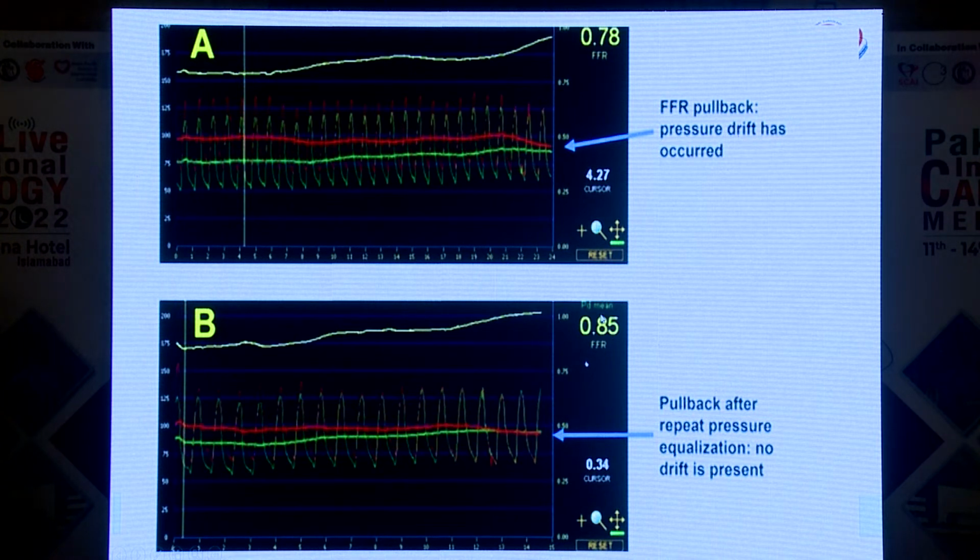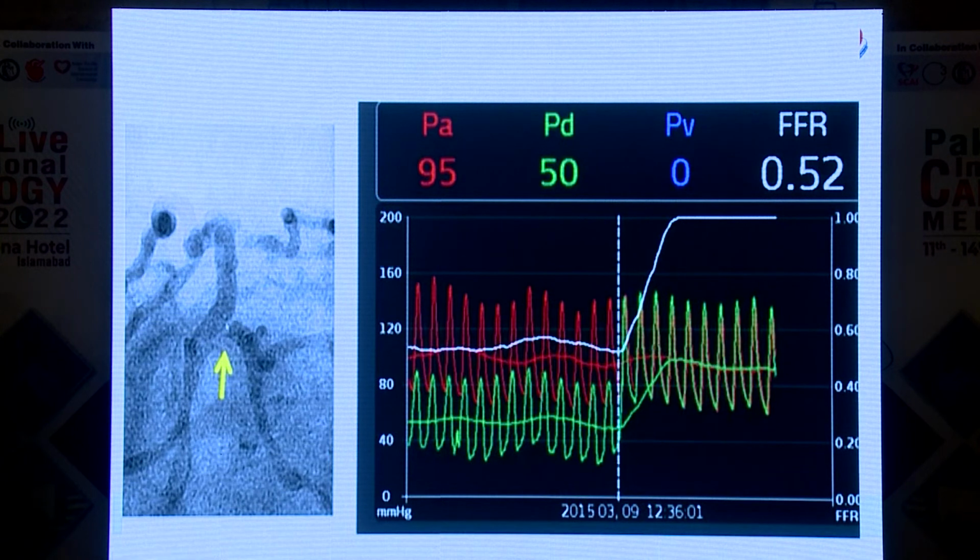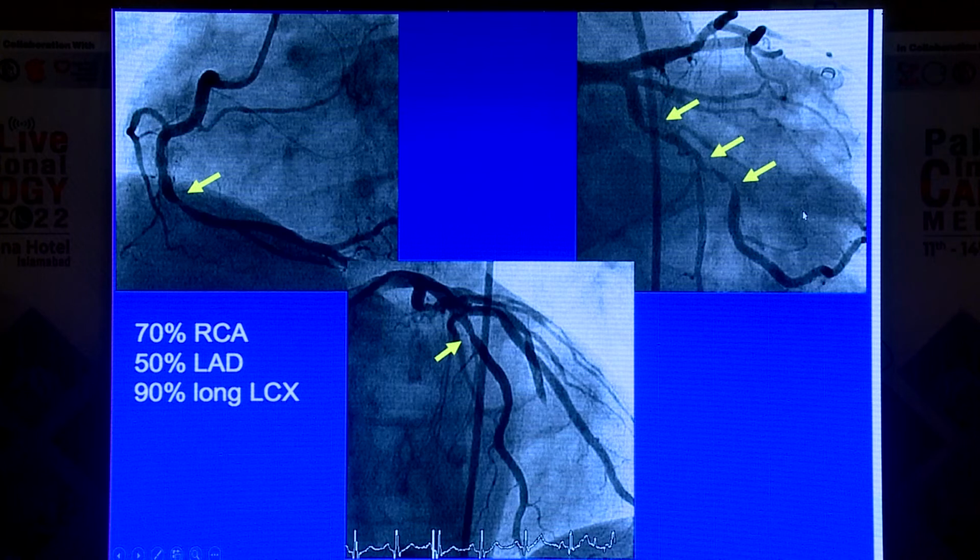So you have to be mindful of that to pull the wire back and check for drift. Some more case examples. This is an example of an ostial left circumflex here. You can take all the orthogonal views you want, and you could not lay it out properly. And so advance the wire. This was on the Radi system, and it was at 0.52. So it was significant.